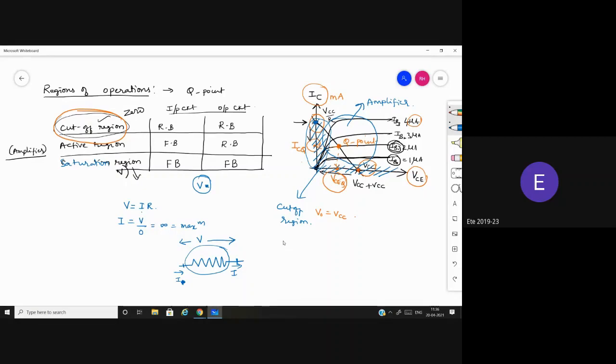See, that's why here I is equal to V by 0. We are telling the current is maximum. Current is maximum, but we are not telling what will be the voltage.